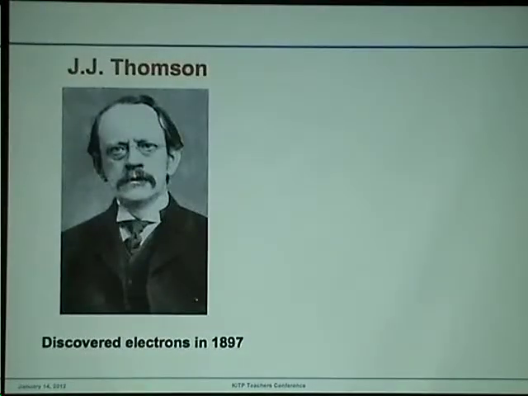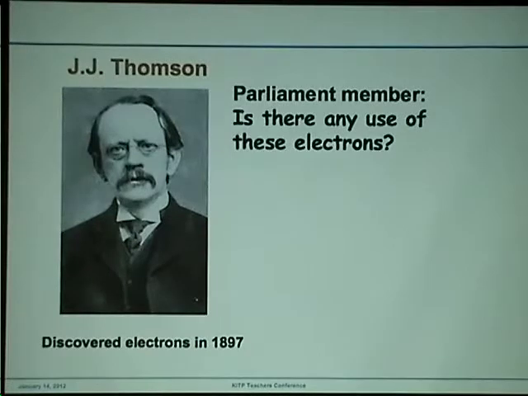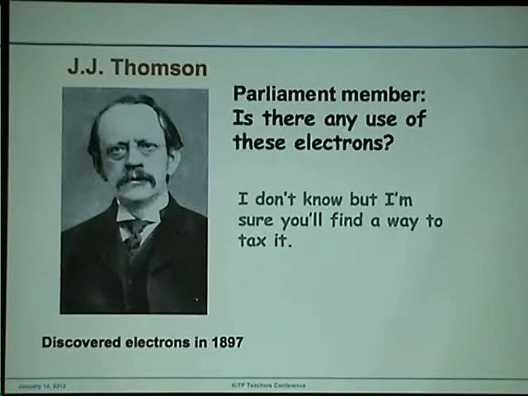The next answer I prepared is given by J.J. Thomson, who discovered electrons in 1897. A parliament member asked him, is there any use for those electrons? His answer was, I don't know, but I'm sure you'll find a way to tax it. So with graphene and nanotubes, I don't know, but I think they'll find a way to tax it too.